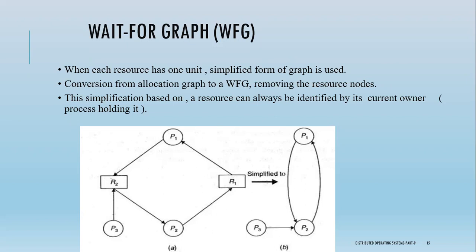The simplified graph is commonly known as a wait-for graph because it clearly shows which processes are waiting for which other processes. For instance, in the wait-for graph, the processes P1 and P3 are waiting for P2 and process P2 is waiting for P1. Since a wait-for graph is constructed only when each resource type has only a single unit, a cycle is both a necessary and sufficient condition for deadlock in the wait-for graph.